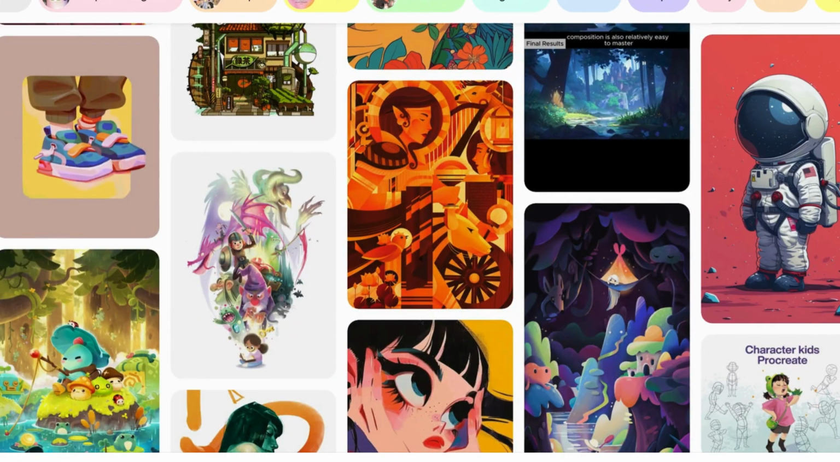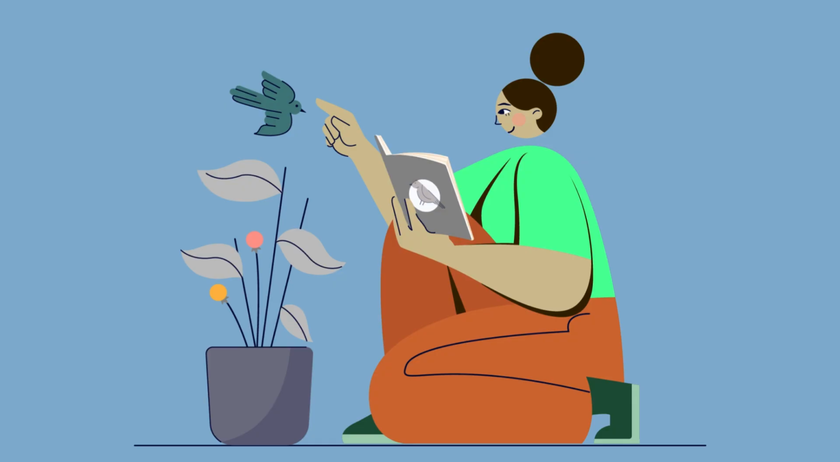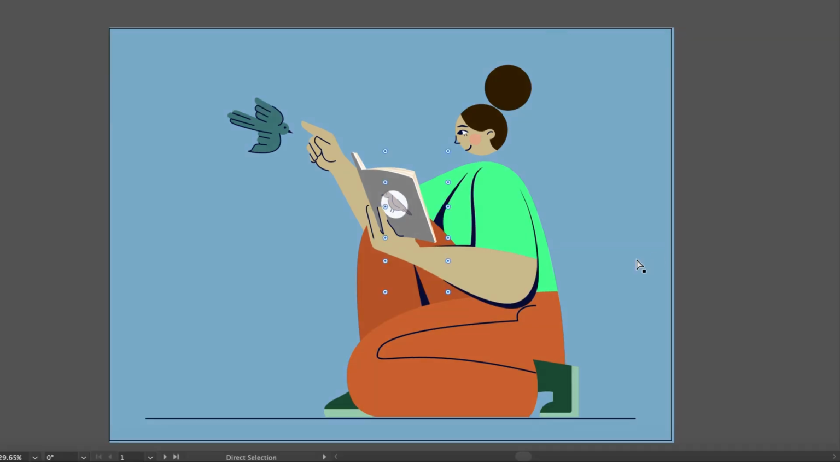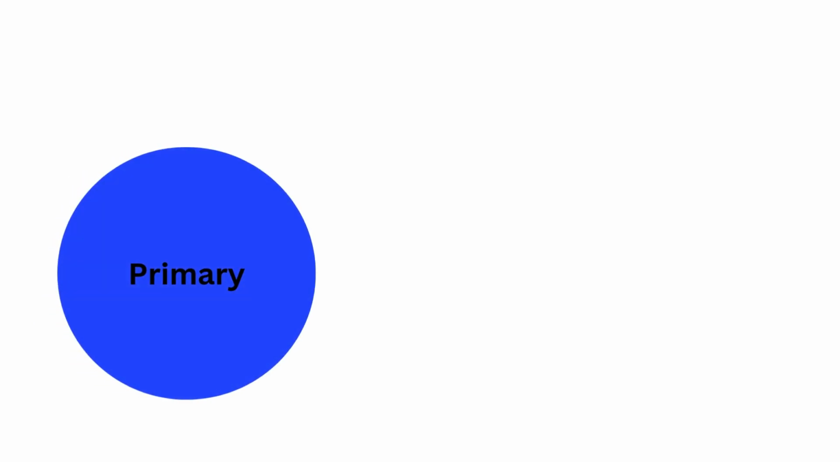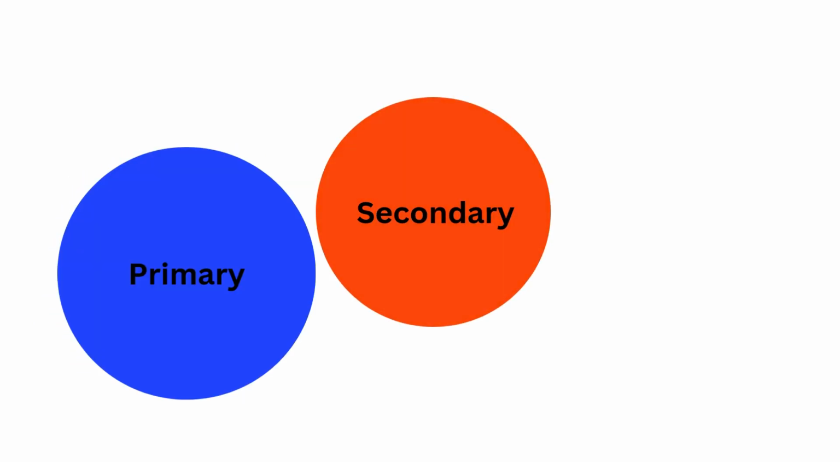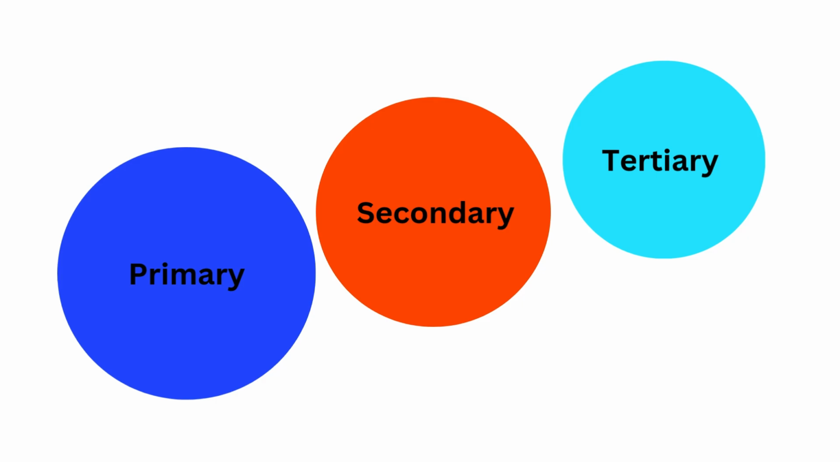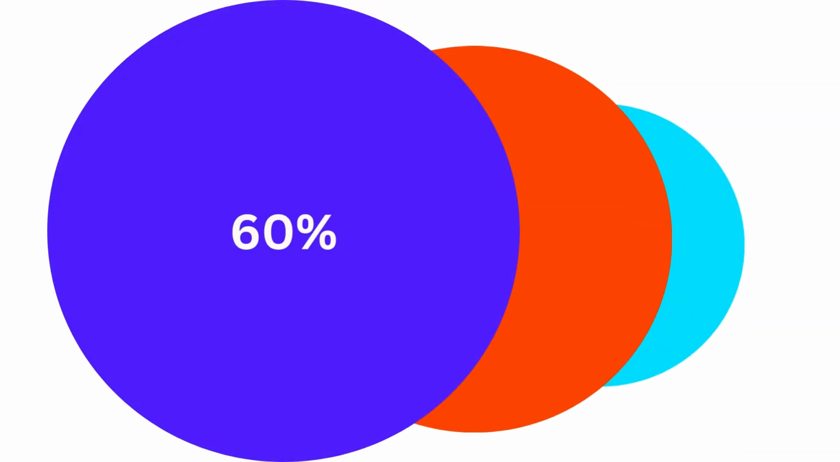So the first step is to understand what the artwork is trying to convey. In this case, the artwork is related to educating people about birds. So we need to create a color palette that symbolizes these themes. I think colors related to blue would work best, which is why I chose this color palette. Now let's talk about applying the colors. So this purple blue will be our primary color, orange will be the secondary color, and cyan will be the tertiary color.